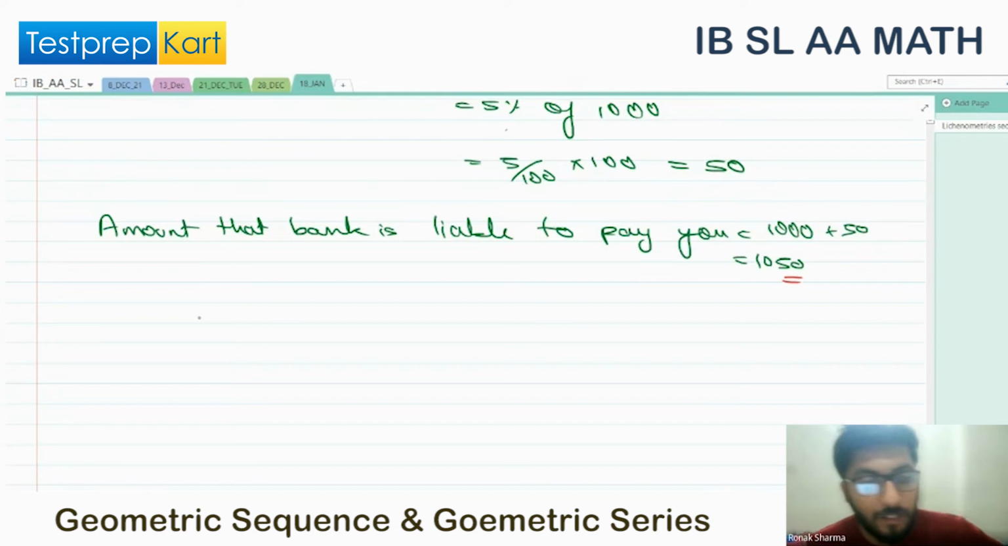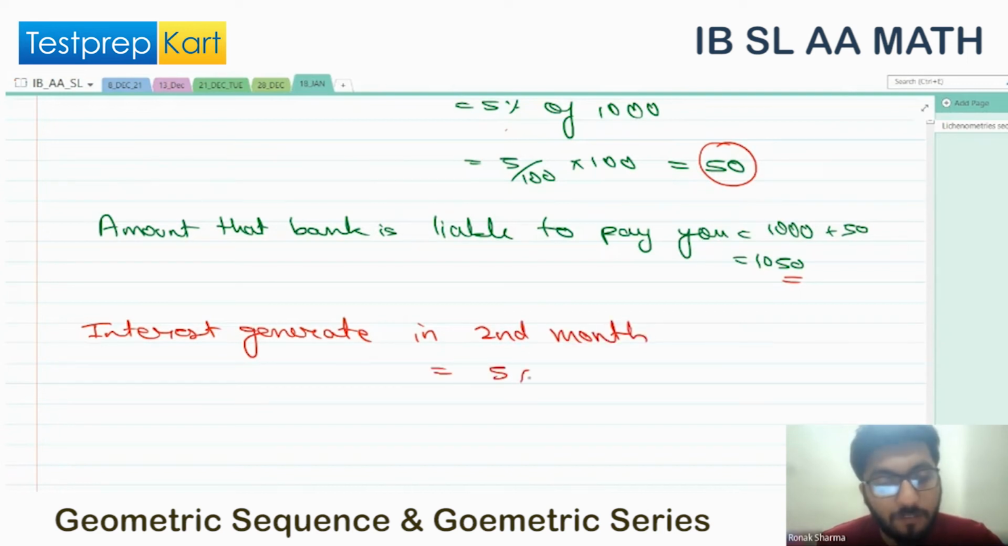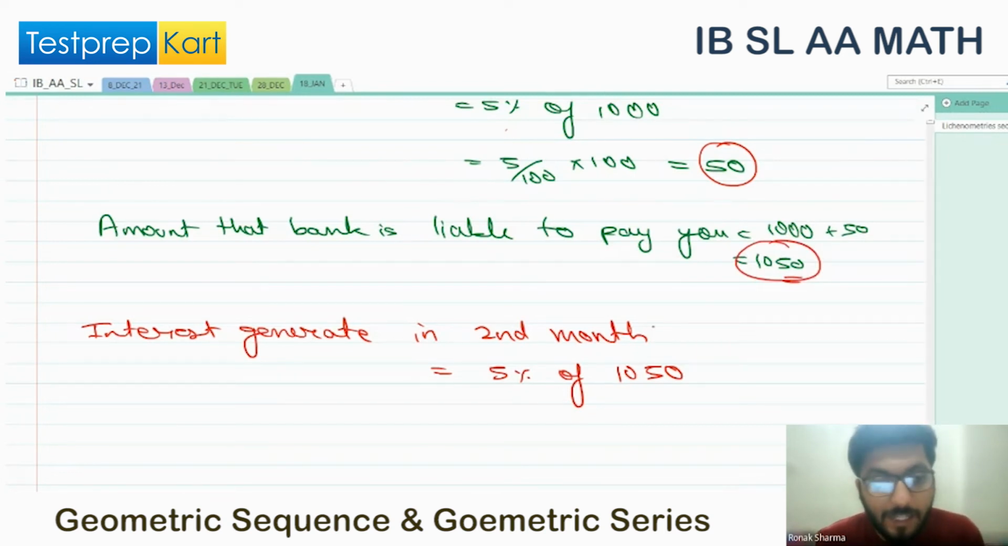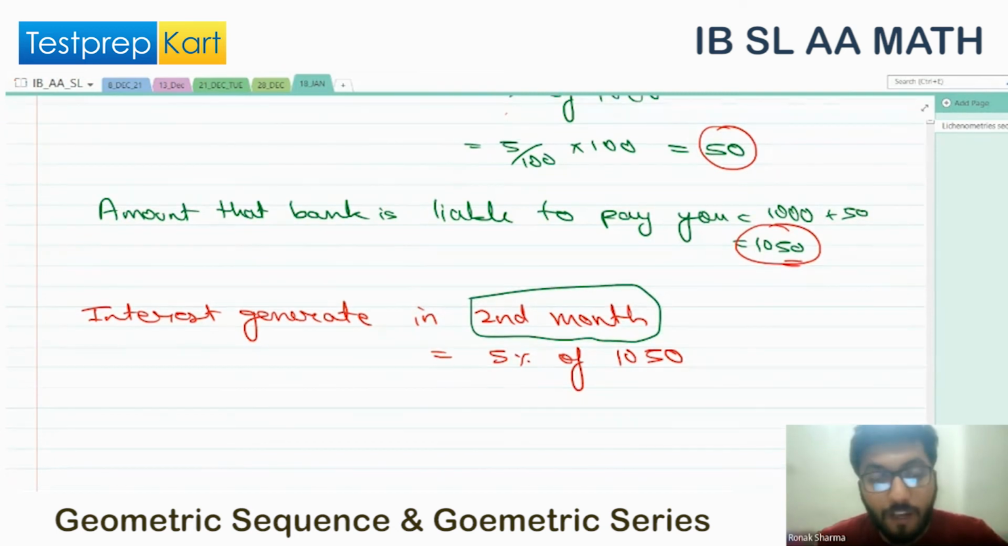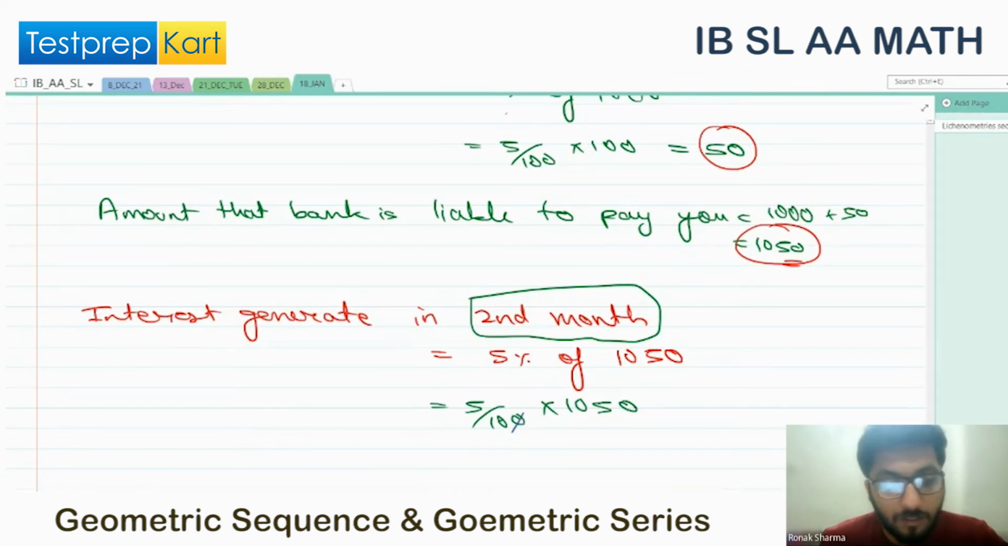Now for the next month, it is not going to be 50 again. The interest generated in the second month is not going to be 5% of that 1,000. It will be 5% of 1,050. Getting the point? So interest gets updated after each cycle. It will take the end money of the last cycle: the first cycle has ended and we have 1,050. For the second month cycle, interest will be 5% of 1,050. Getting the point or not? You can see the zeros cancel and we get 52.5.